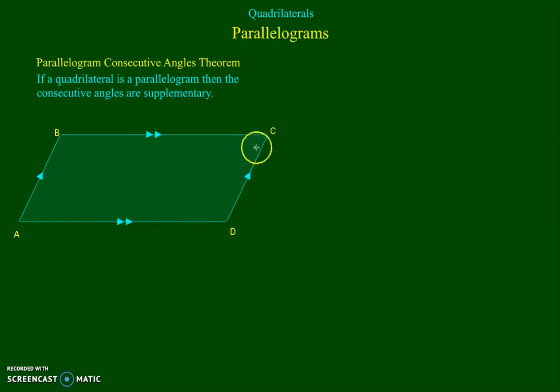The same is true for C and D and for C and B. So that's as far as we need to go with this proof. The issue is that in a parallelogram, the consecutive interior angle pairs are all supplementary. Let's go ahead and put this into practice and work a quick example before we move on.